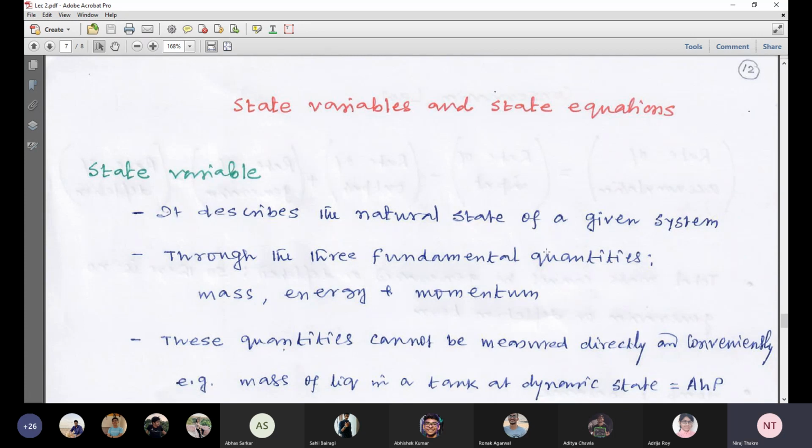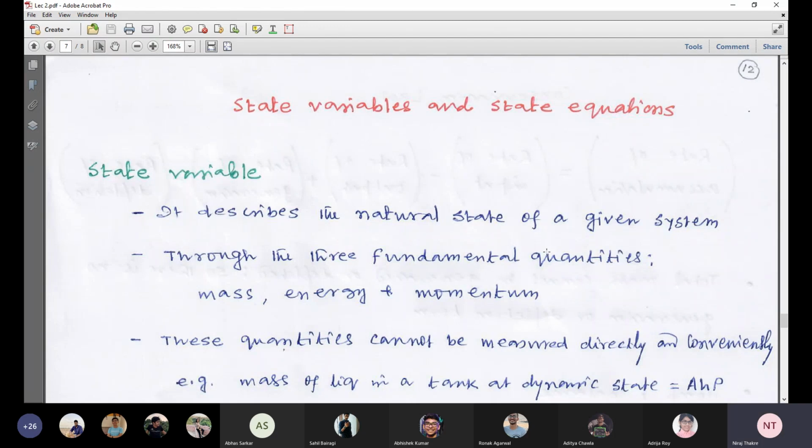There are three fundamental quantities: mass, energy, and momentum. But the point is that these three fundamental quantities are not directly measurable in industrial practice. These three fundamental quantities are not really measurable for a particular process.